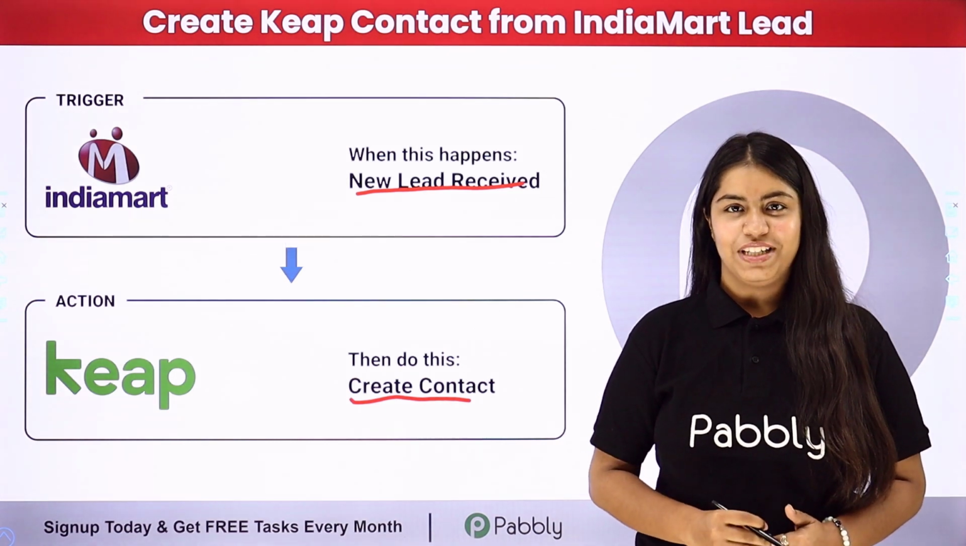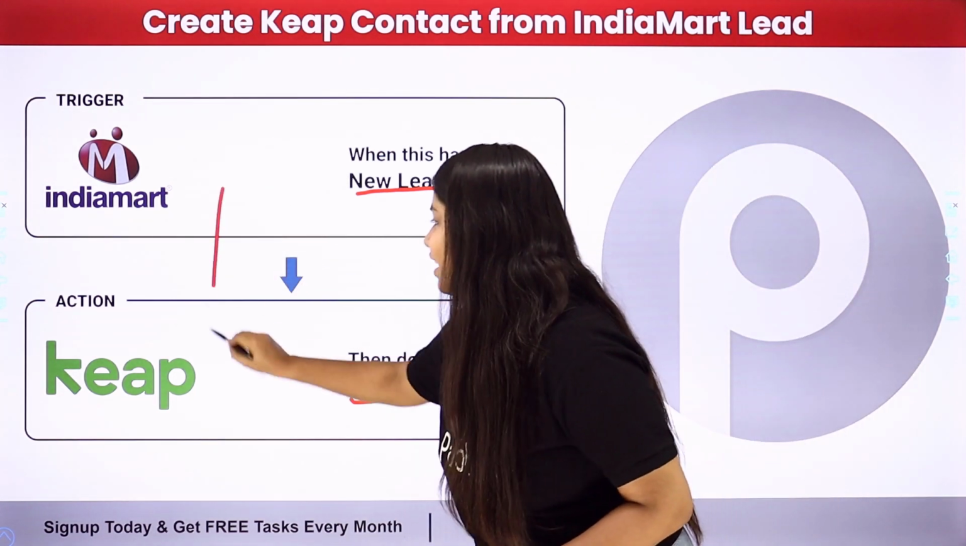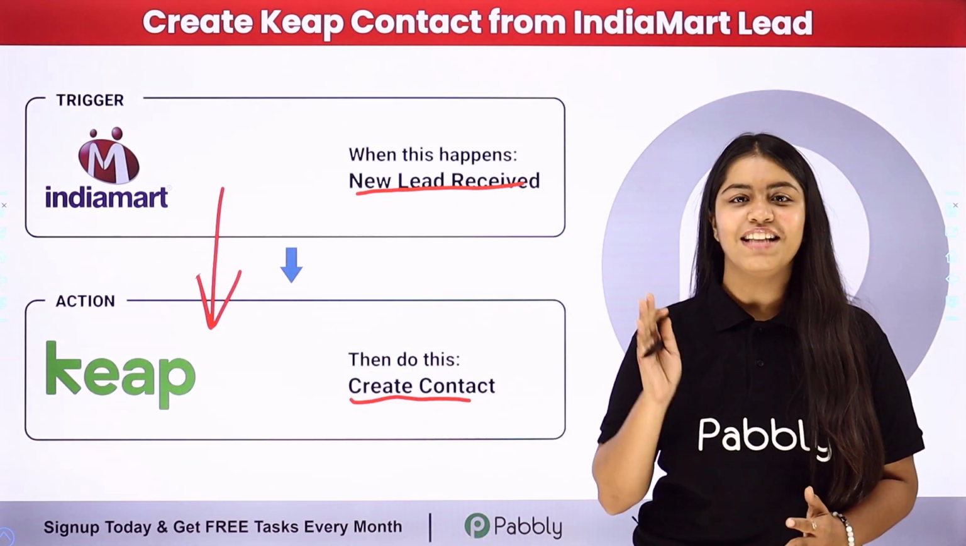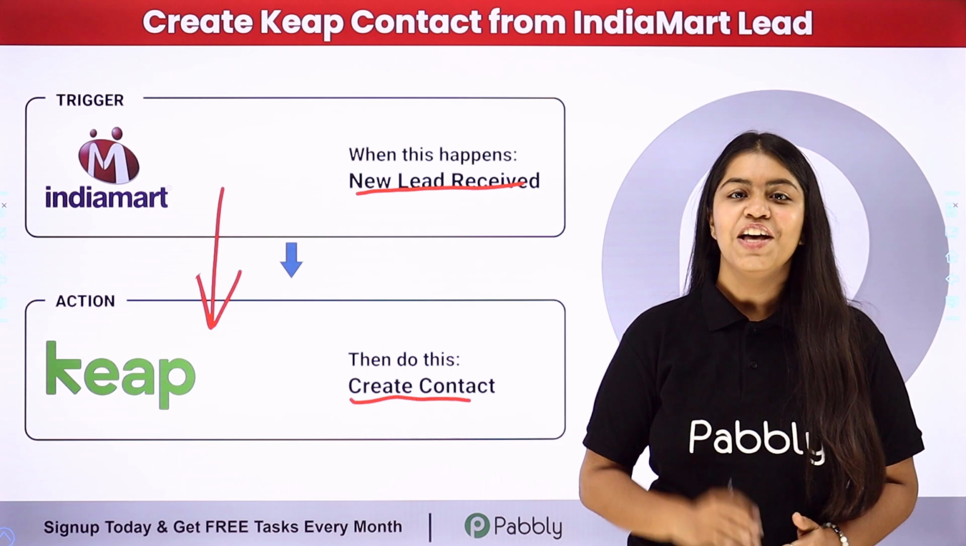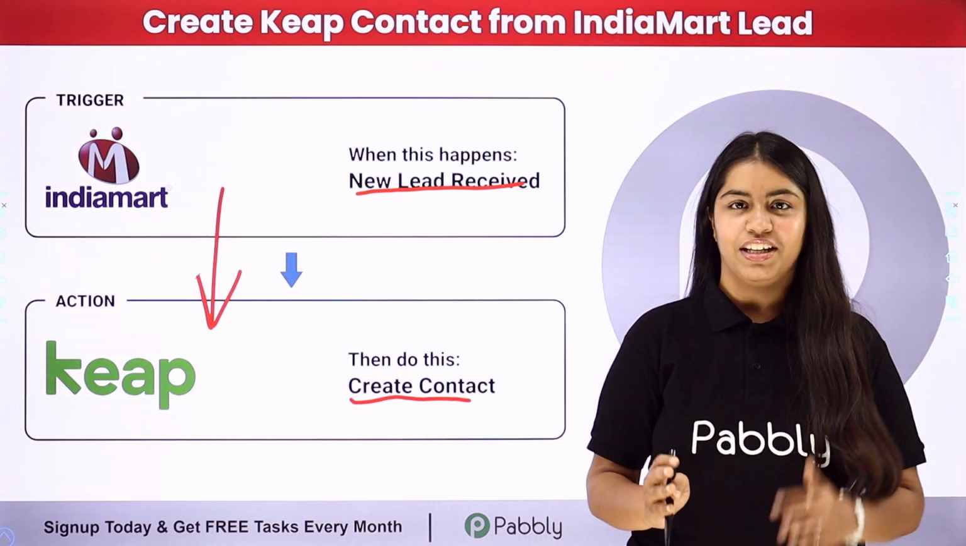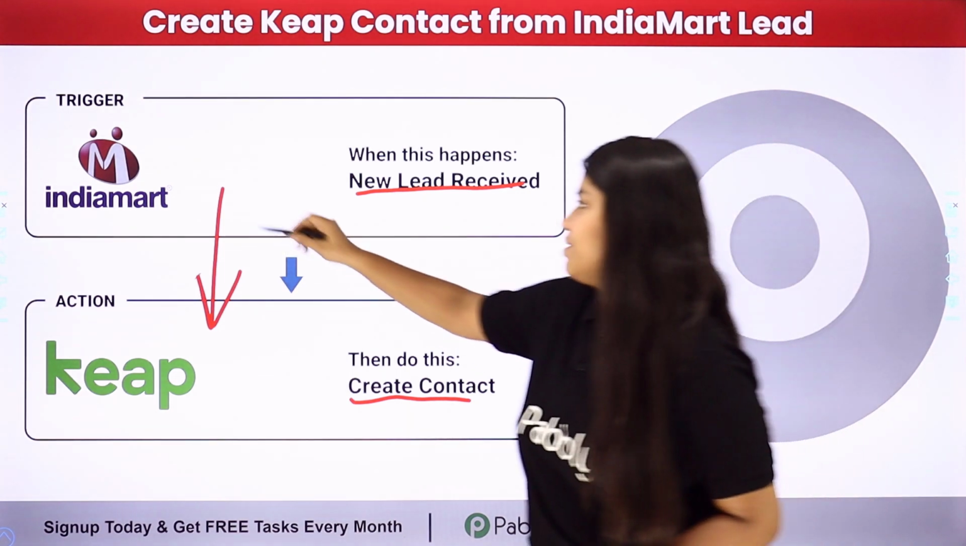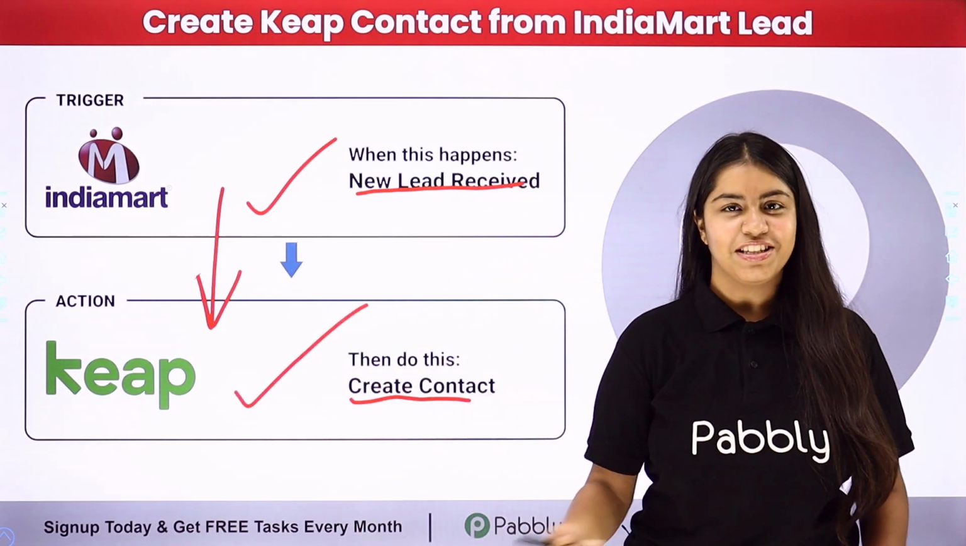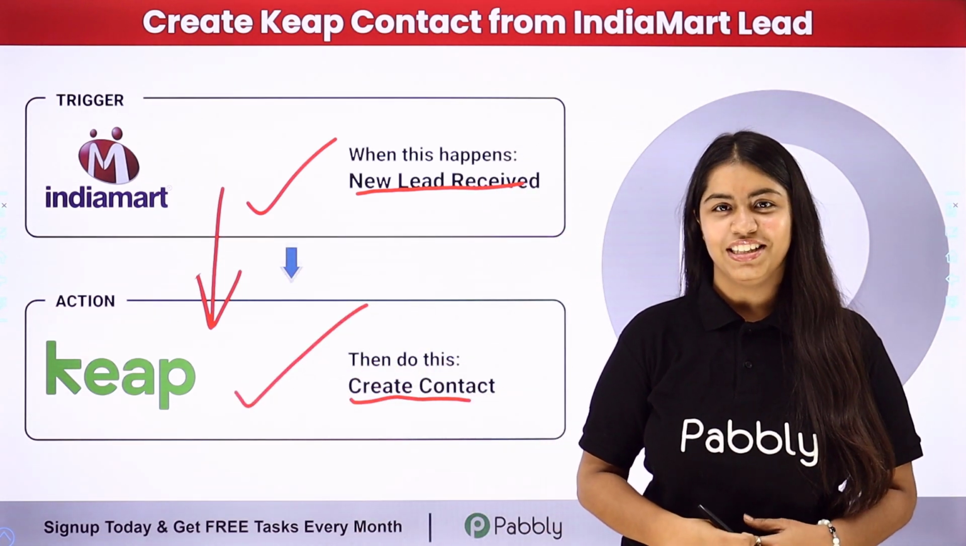For this, we are going to create a connection between IndiaMart and Keap. To create this connection, we are going to use Pabbly Connect. It is an amazing automation software. So in Pabbly, we have the concept of trigger and action. For trigger, we are going to use IndiaMart, and for action, we are using Keap. So if you want to learn this process step by step, follow me through the screen.